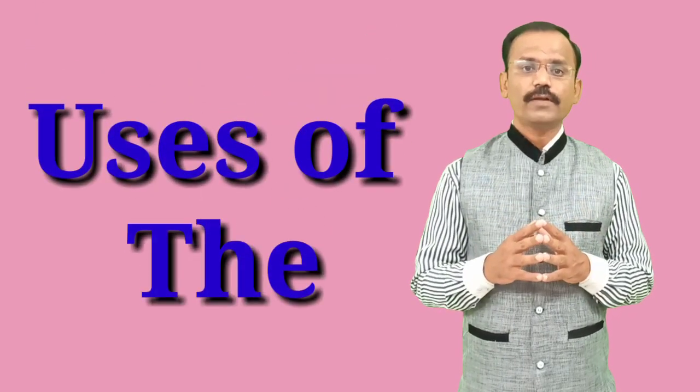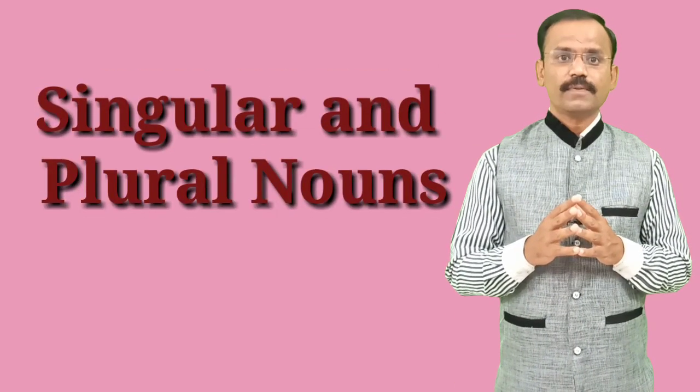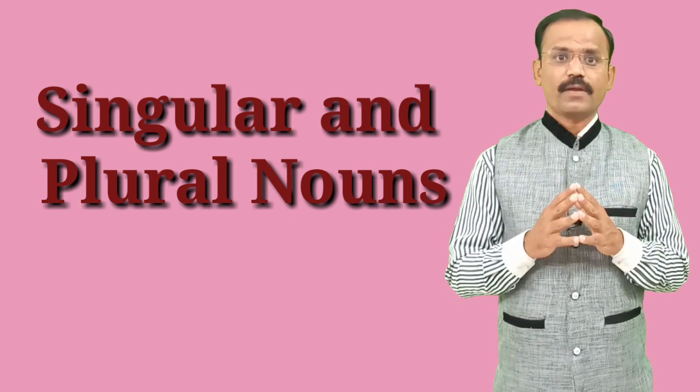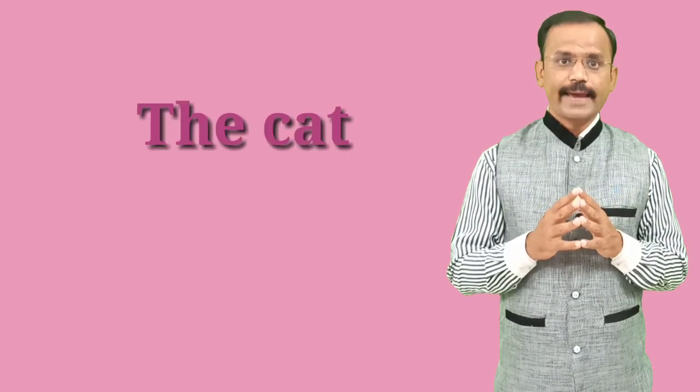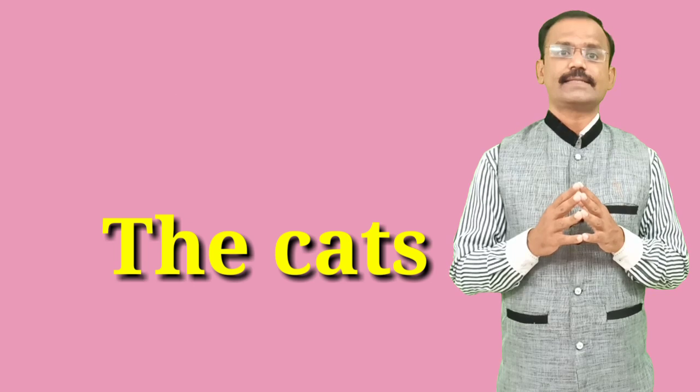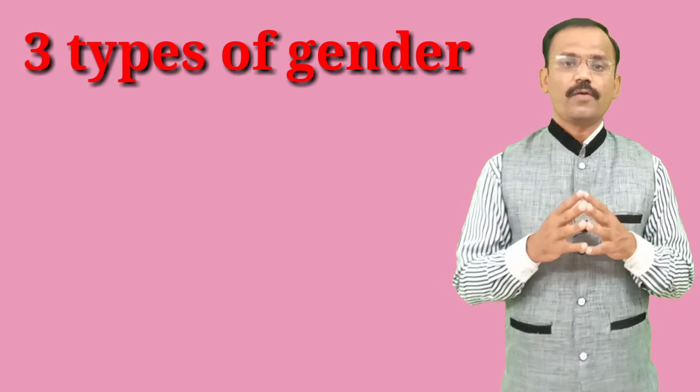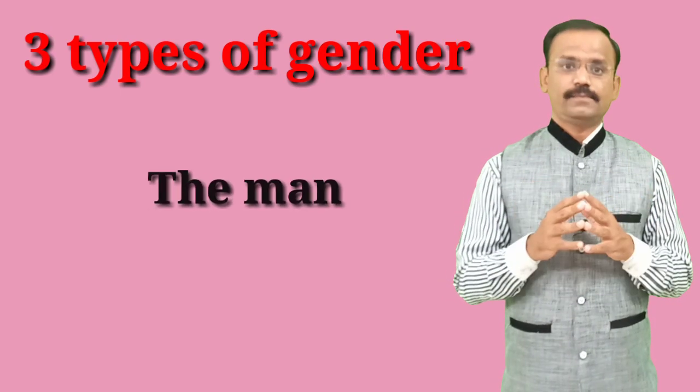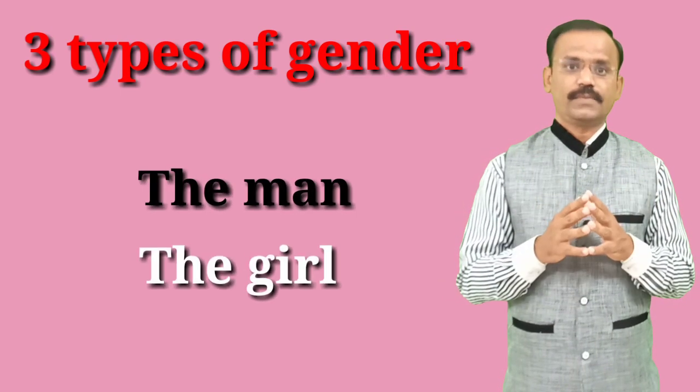Now, let's discuss uses of the. The is used before singular and plural nouns. For example, the cat, the cats. The is used before all the three types of gender. For example, the man, the girl, the table.